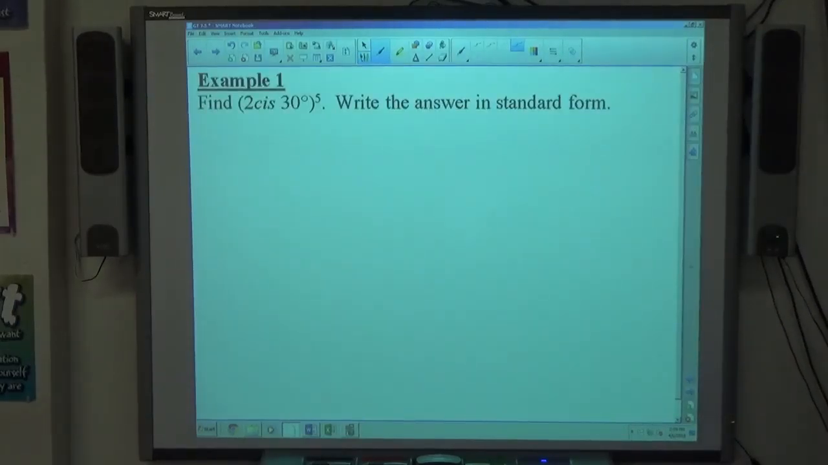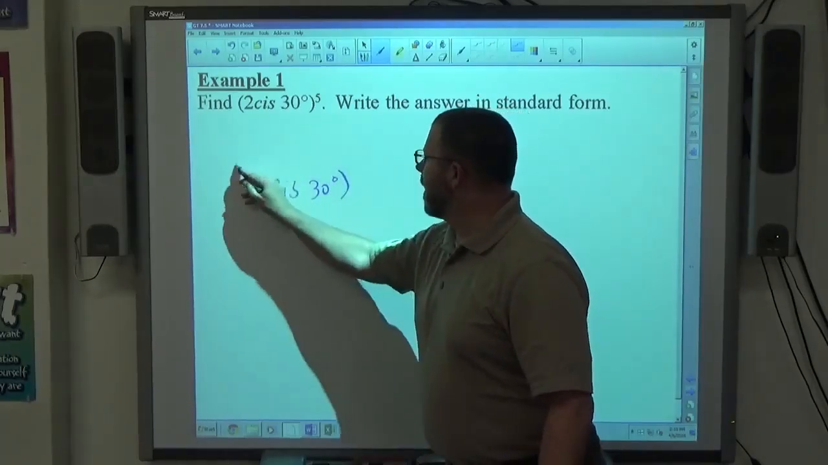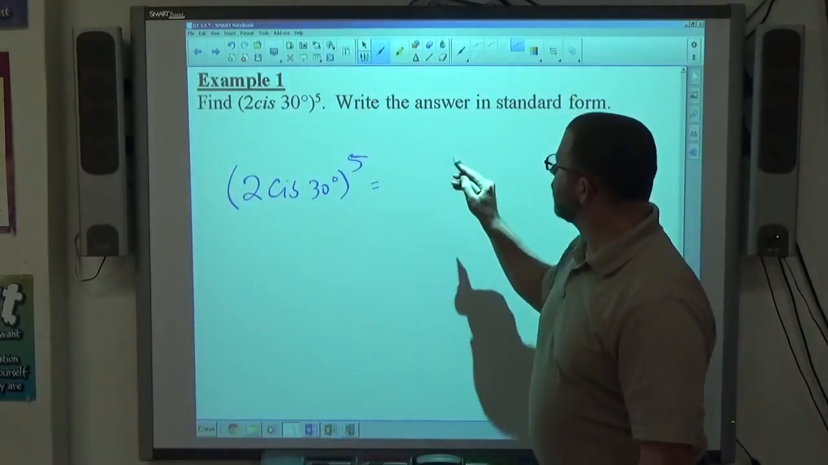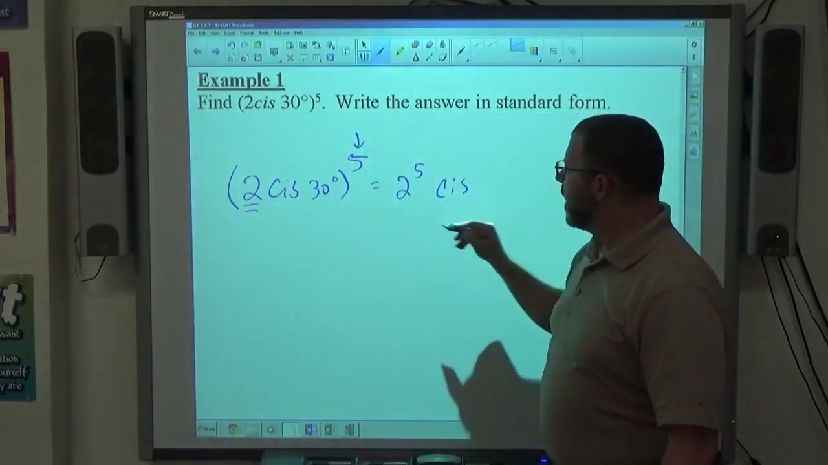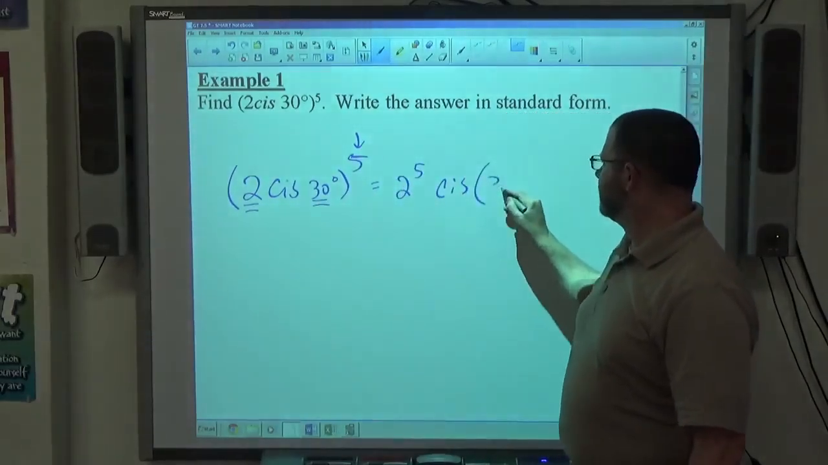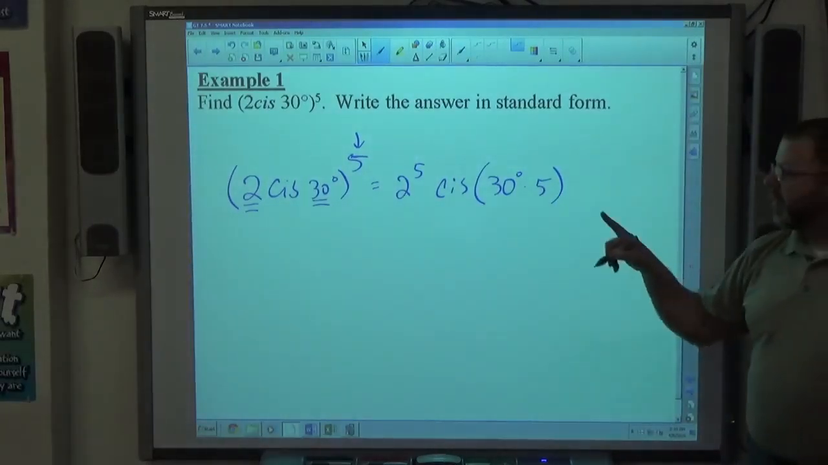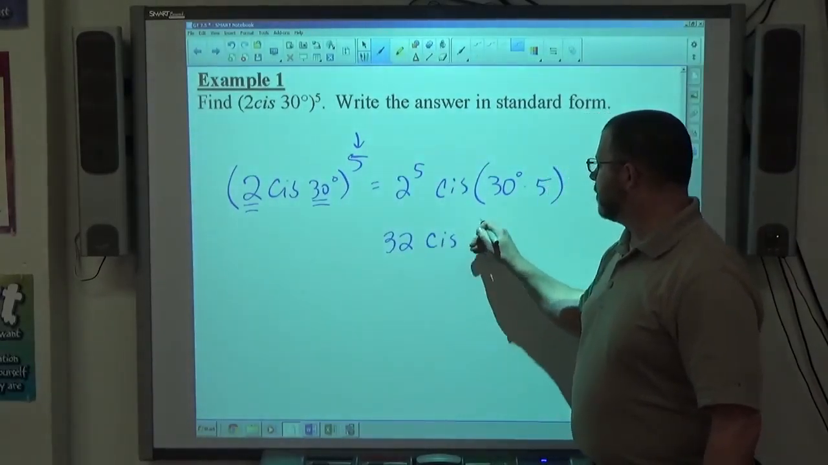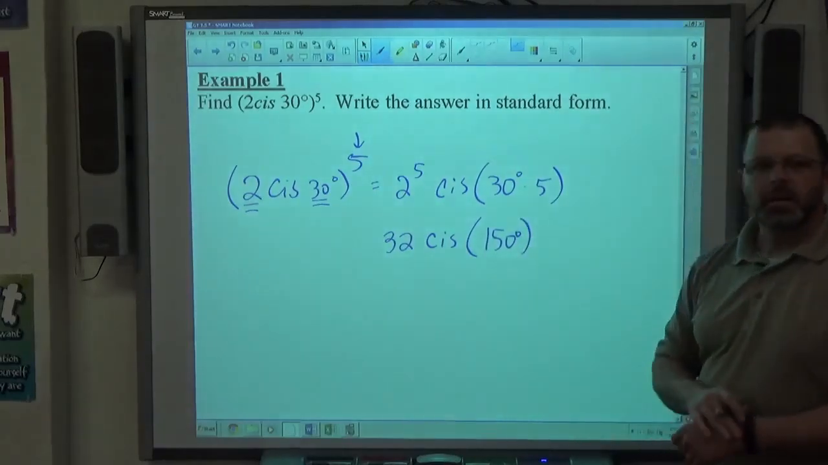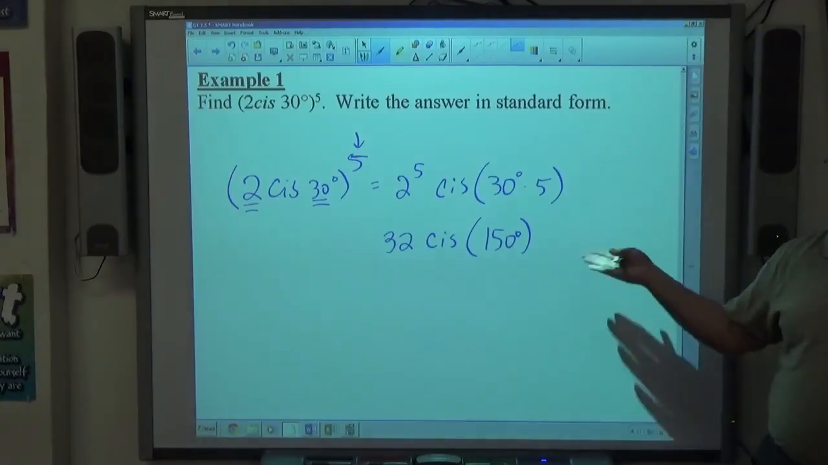So, example 1, find 2 CIS 30 to the 5th power. So, if I'm using DeMoivre's theorem, 2 CIS 30 to the 5th power, it tells me first to do this number to this power. So 2 to the 5th power, CIS, and then I do 30 times 5 for the angle. If I go ahead and evaluate that, 2 to the 5th power is 32. 30 times 5 is 150. And that's the answer to the problem in trigonometric form. Okay, and if it asks for the answer in trigonometric form, circle it, you're done.